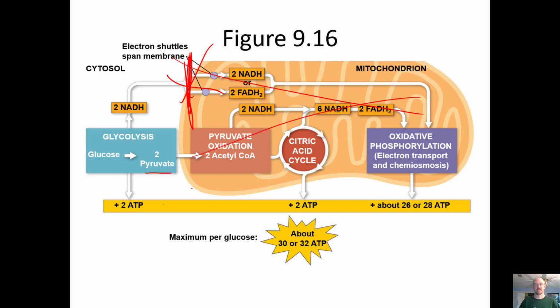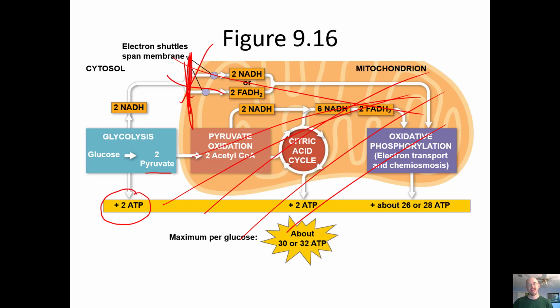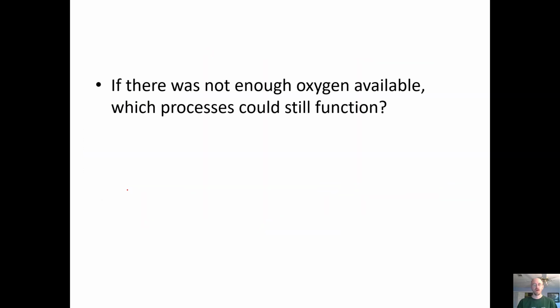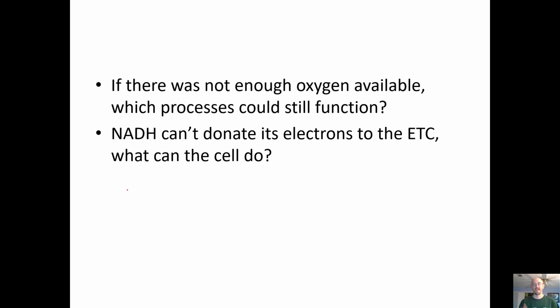All of this stops. So you can still get a couple of ATP out of each glucose, but that's not enough to sustain a human. Like, you can't hold your breath and just run on that. But some smaller organisms can live off of that. And some of our cells do live off of that for a while, like muscles when we're exercising and things like that. But our whole bodies can't sustain life that way. So if there's not still oxygen around, which processes would still function? Well, glycolysis, and that's about it.